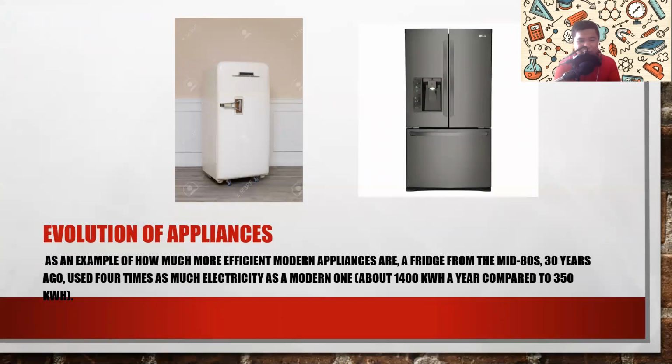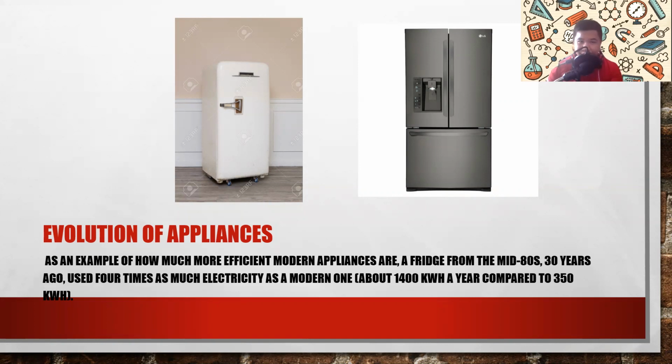As an example of how much more efficient modern appliances are, a fridge from the mid 80s, 30 years ago, used four times as much electricity as a modern one, about 1,400 kilowatts a year compared to 350 kilowatts. Now, what does this mean? It means that people have understood the importance of electricity. We understood how much it moves, so much that we don't need to make electricity move a lot more than what we did before.